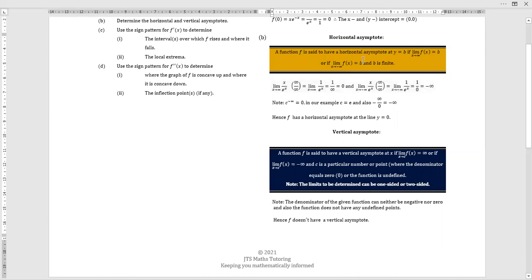But remember that your b has to be finite. Therefore, this function has a horizontal asymptote at the line y equals 0.